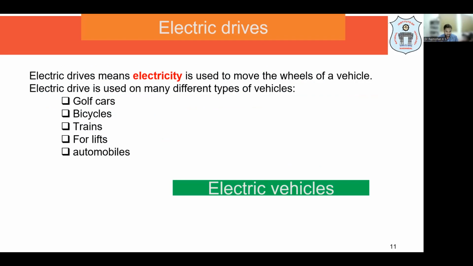Okay, these electric drives. What is an electric drive? Electric drive means electricity is used to move the wheels of a vehicle. So it is what makes your vehicle, your car or bike, move. It is the electricity which makes them move, not any other gasoline, petrol, diesel or CNG gas or natural gas, anything.